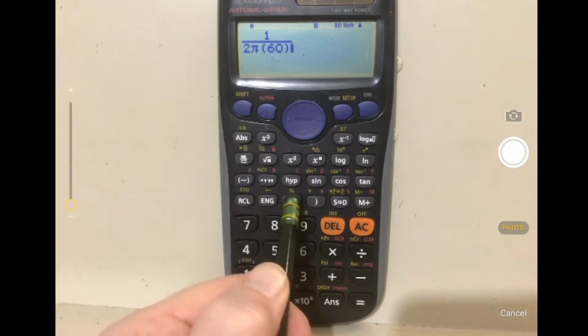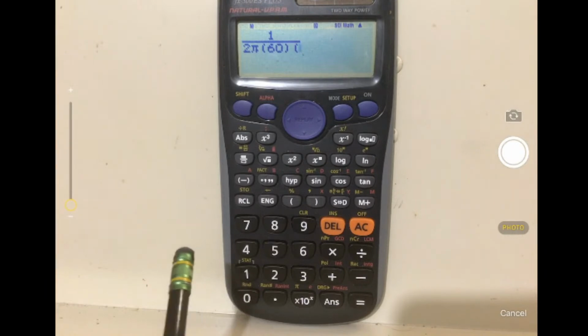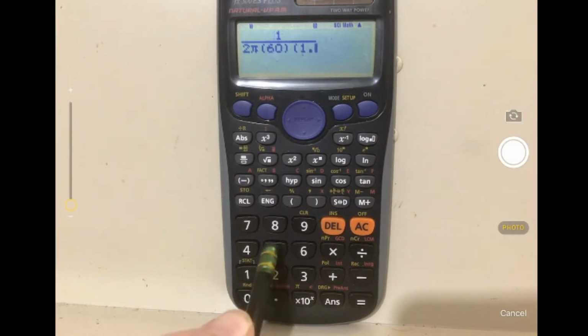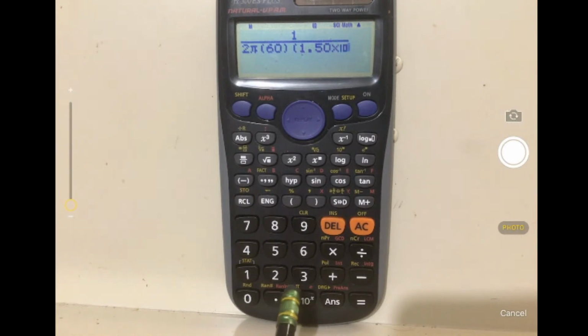So you hit this, open this up. And it says it's 1.50 times 10 to the negative 6. Okay? 1.50. This is your times 10 to the button. Times 10 to the. Now it's a negative 6.